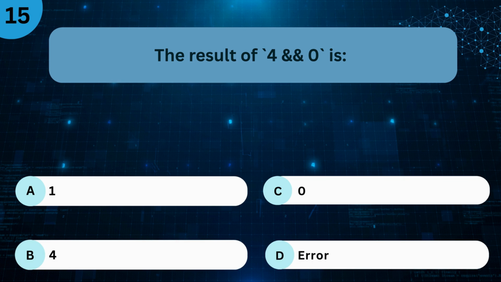The result of 4 && 0 is A. 1. B. 4. C. 0. D. Error. The right answer is C. 0.